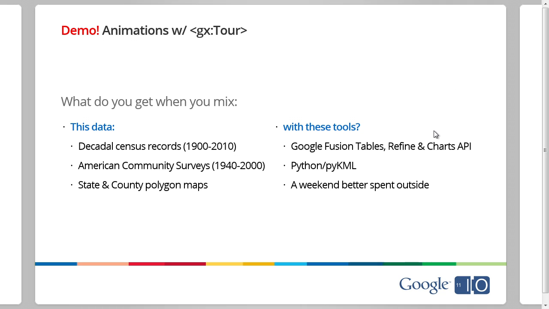So I'm going to give you a little demo of what you can do with these types of animations. And the question here is, what can you do with Google Earth? I basically spent the weekend digging through census records, American Community Survey records, state and county polygon maps, and then used Fusion Tables, Google Refine, Google Charts API, Python using a library called PyKML, and a weekend I would rather spend outside to do some cool stuff. So we're going to essentially show you some live demos that look a little bit like this.